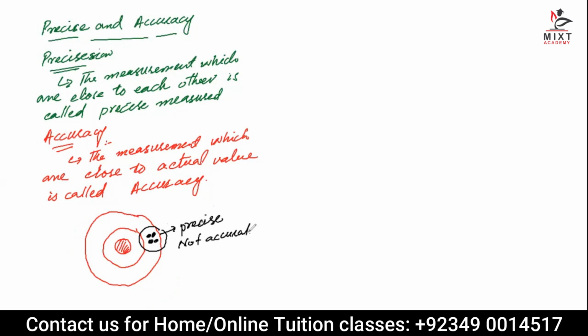But when you take four shots again, and your four shots land like that, I will say these four shots are accurate but not precise. They are not precise because they are not close to each other, but they are close to the target. So that is accurate but not precise.